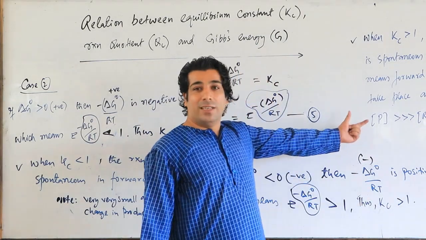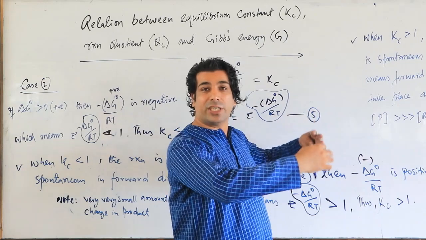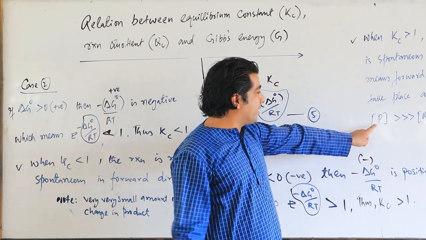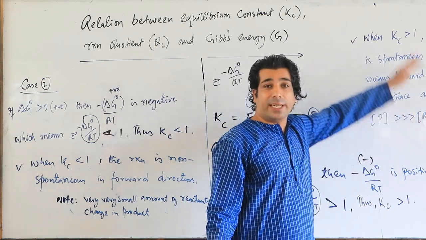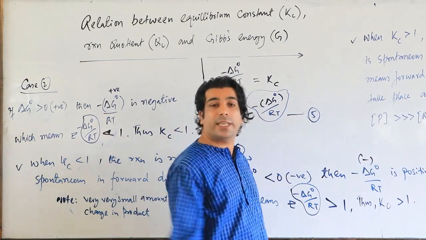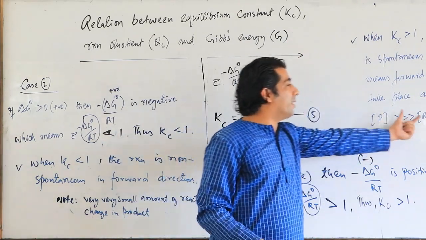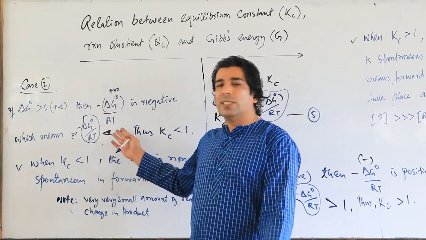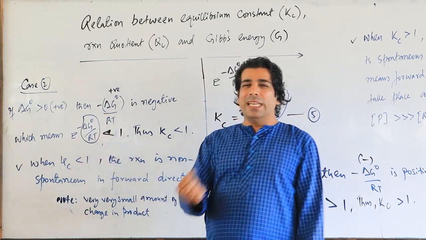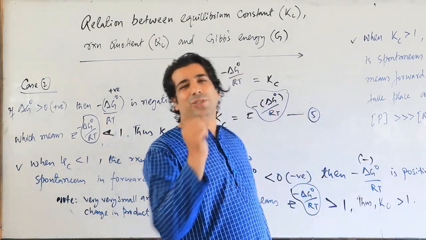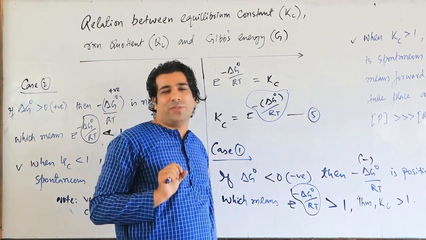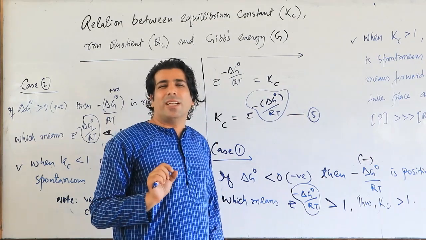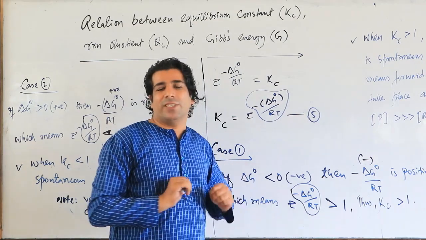But in the earlier case, a large amount of reactant will change into products, and products will become greater than reactants. Reactants are decreasing and products are increasing, so products are greater than reactants. But here it's a non-spontaneous reaction, so only a little amount of reactant will change into product, a very small amount of reactant. We can also say a negligible amount of reactant will change into product.